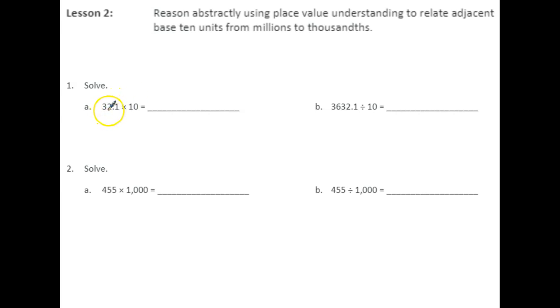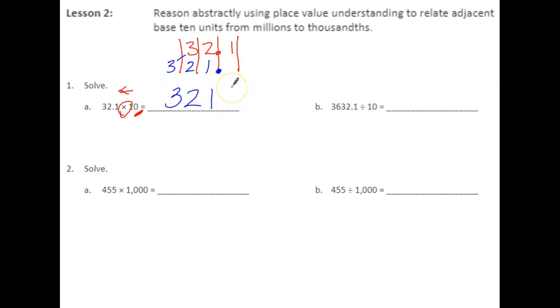So we have 32 and 1 tenth times 10. I know since we're multiplying, my digits in 32 and 1 tenth are going to be moving to the left. So in my mind, I'm going to say 32 and 1 tenth. If every digit moved 1 place, because I have 1 zero in 10, 1 place to the left, my 3 tens is going to become 3 hundreds. My 2 ones is going to become 2 tens, and my 1 tenth is going to become 1 one. So my answer would be 321.